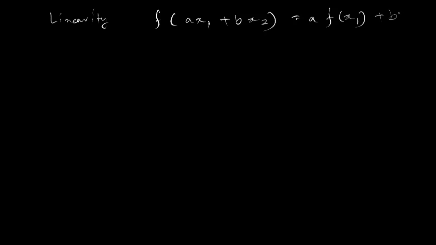Now, linearity requires a particular type of mathematics, which is expressed simply as f(ax1 + bx2), say, is equal to a f(x1) + b f(x2).